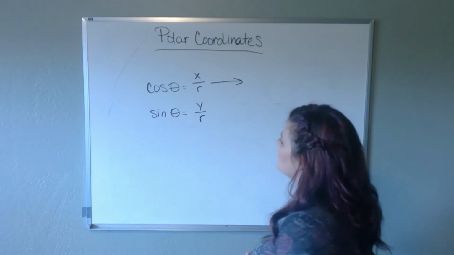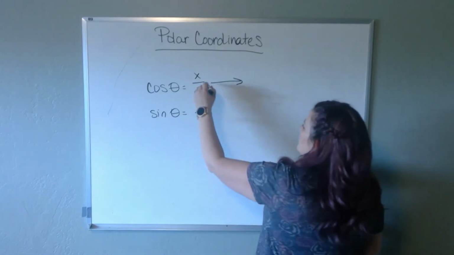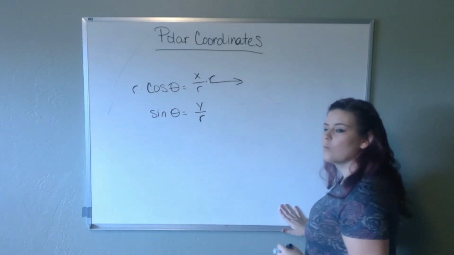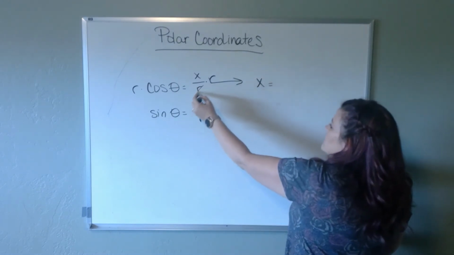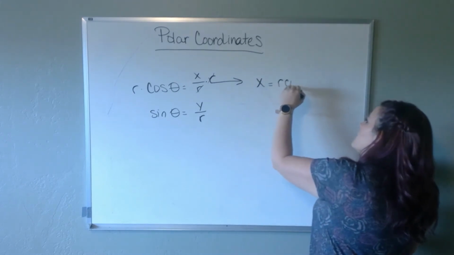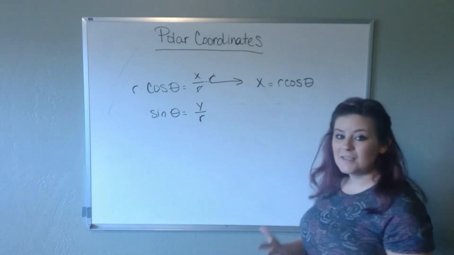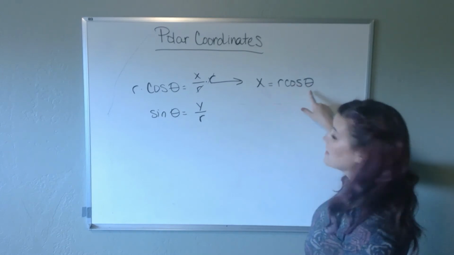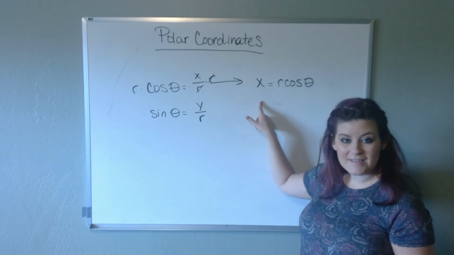If cosine theta equals x over r, then what if I multiplied both sides of this equation by r? What would happen? I would get an x by itself because these r's would cancel out. And on the other side, I would have r cosine theta. So I'm going to give you problems in polar coordinates, which means you'll have r and you'll have theta. You can use this little formula to find x.